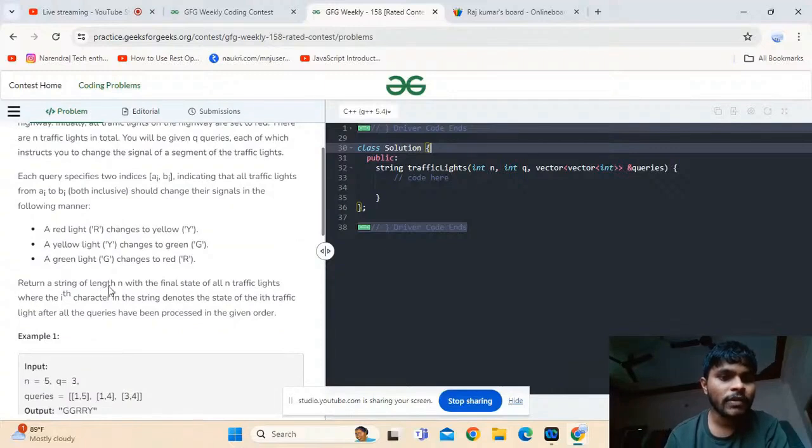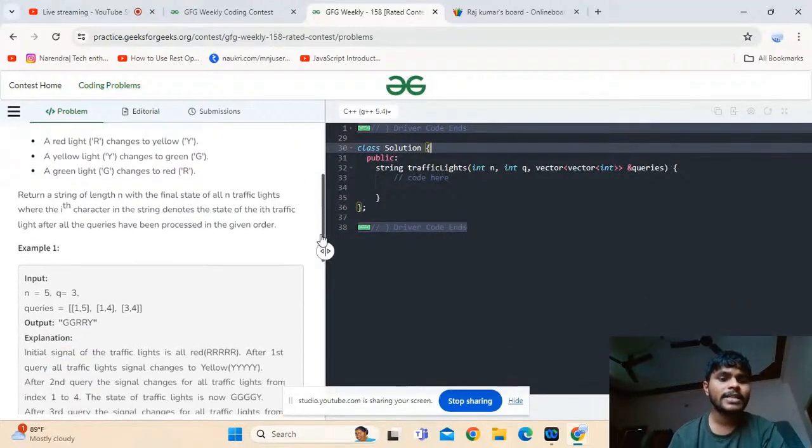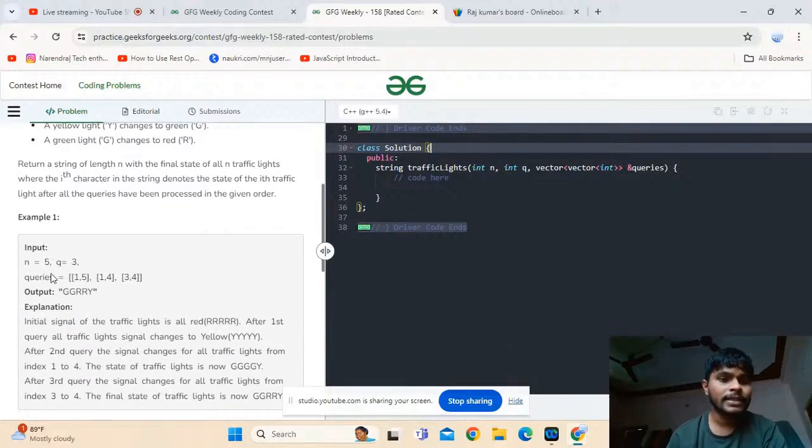Return the string of length n with the final state of all the n traffic lights, where the ith character in the string denotes the state of the ith traffic light after all the q queries have been processed in the given order. Given n lights and q queries 1 to 5, 1 to 4, so we get the final output like this.